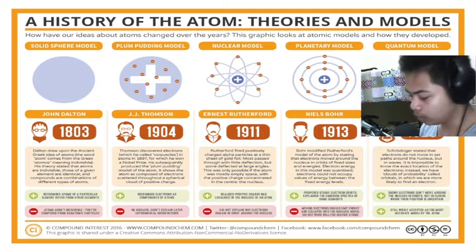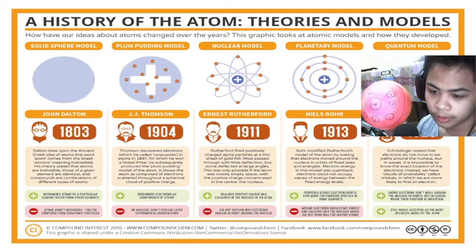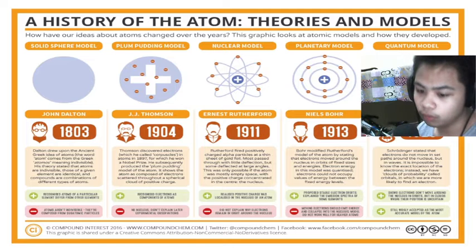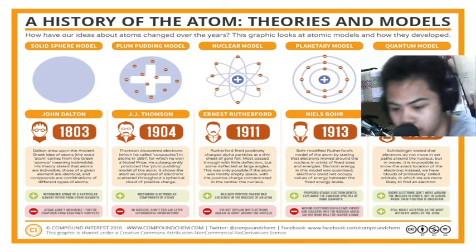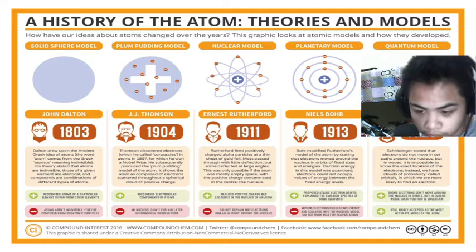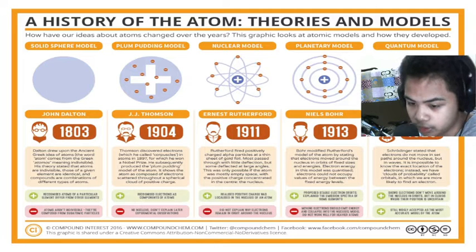The next one that we're going to be looking at will be J.J. Thomson's plum pudding model. In 1897, Thomson discovered electrons, which he called corpuscles, in atoms, for which he won a Nobel Prize. He subsequently produced the plum pudding model of the atom, and it shows that the atom is composed of electrons scattered throughout a spherical cloud of positive charge. This recognized electrons as a component of atoms.